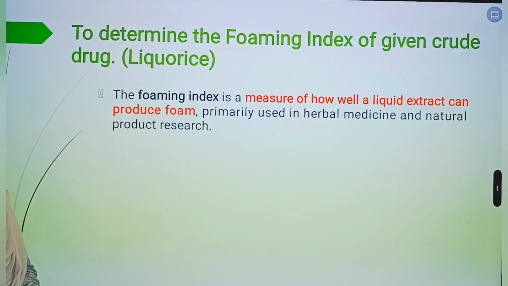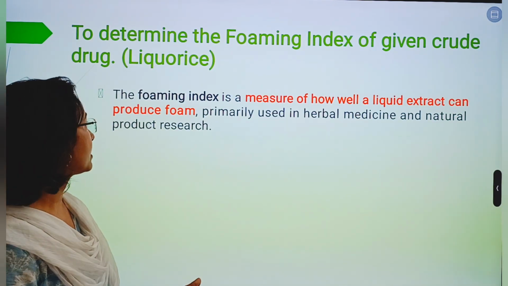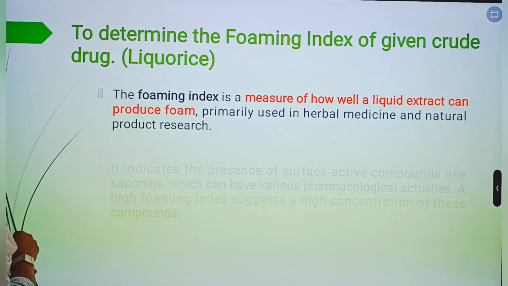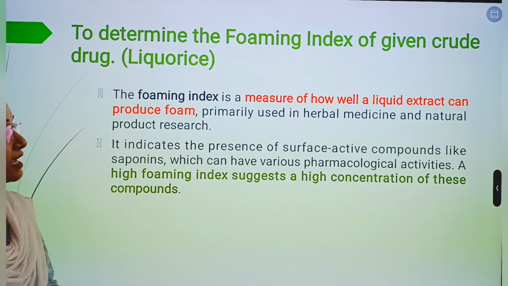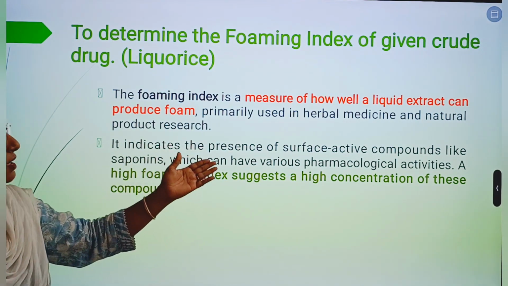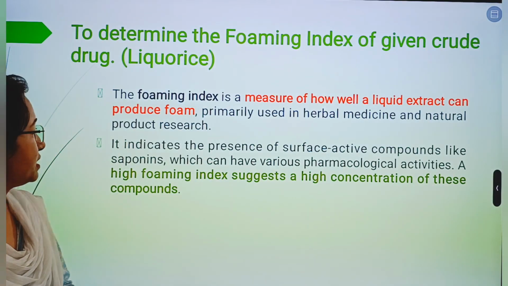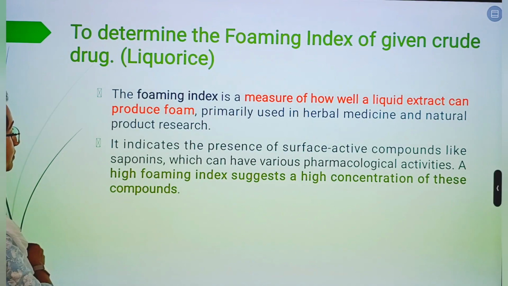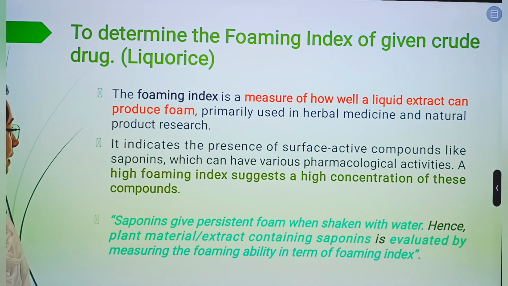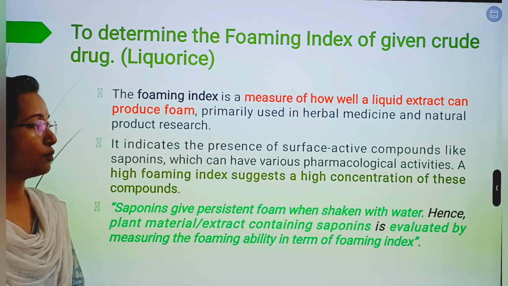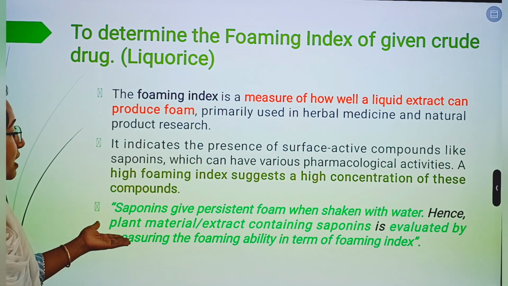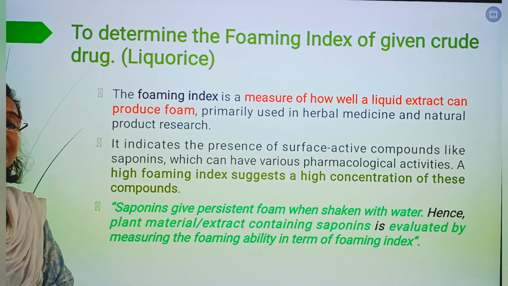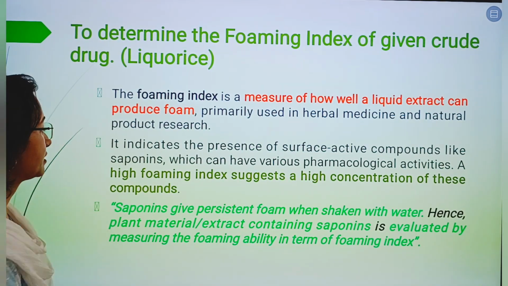The foaming index is a measurement of how well a liquid extract can produce foam, primarily used in herbal medicines and natural product research. It indicates the presence of surface active compounds like saponins, which can be used in various pharmacological activities. A high foaming index suggests a high concentration of saponins. Saponins give persistent foam when shaken with water. Hence, plant material or extract containing saponins is evaluated by measuring the foaming ability in terms of foaming index.